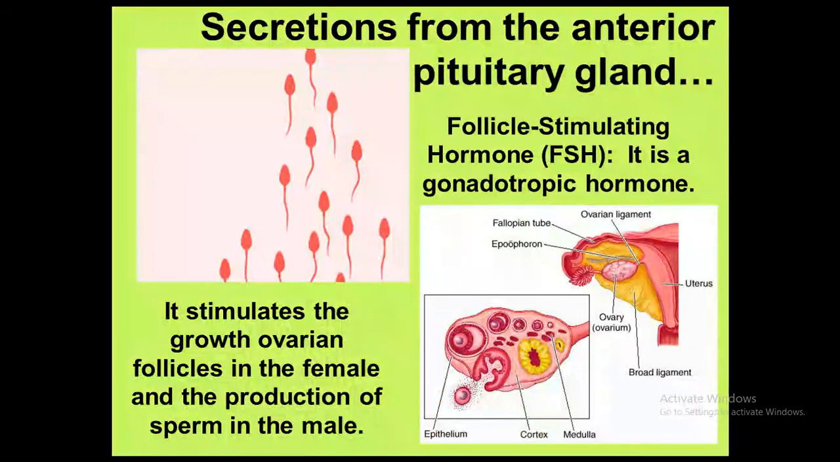Secretions from the anterior pituitary gland: follicle stimulating hormone. It is a gonadotropic hormone. FSH is also secreted from the pituitary gland, which stimulates the growth of ovarian follicles in the female and the production of sperm in the male. So this is sperm and this is the follicle or ovary, which is present in our female body, and this is in our male body, I mean the testes. So both developments are regulated by FSH, and FSH is secreted from the pituitary gland.